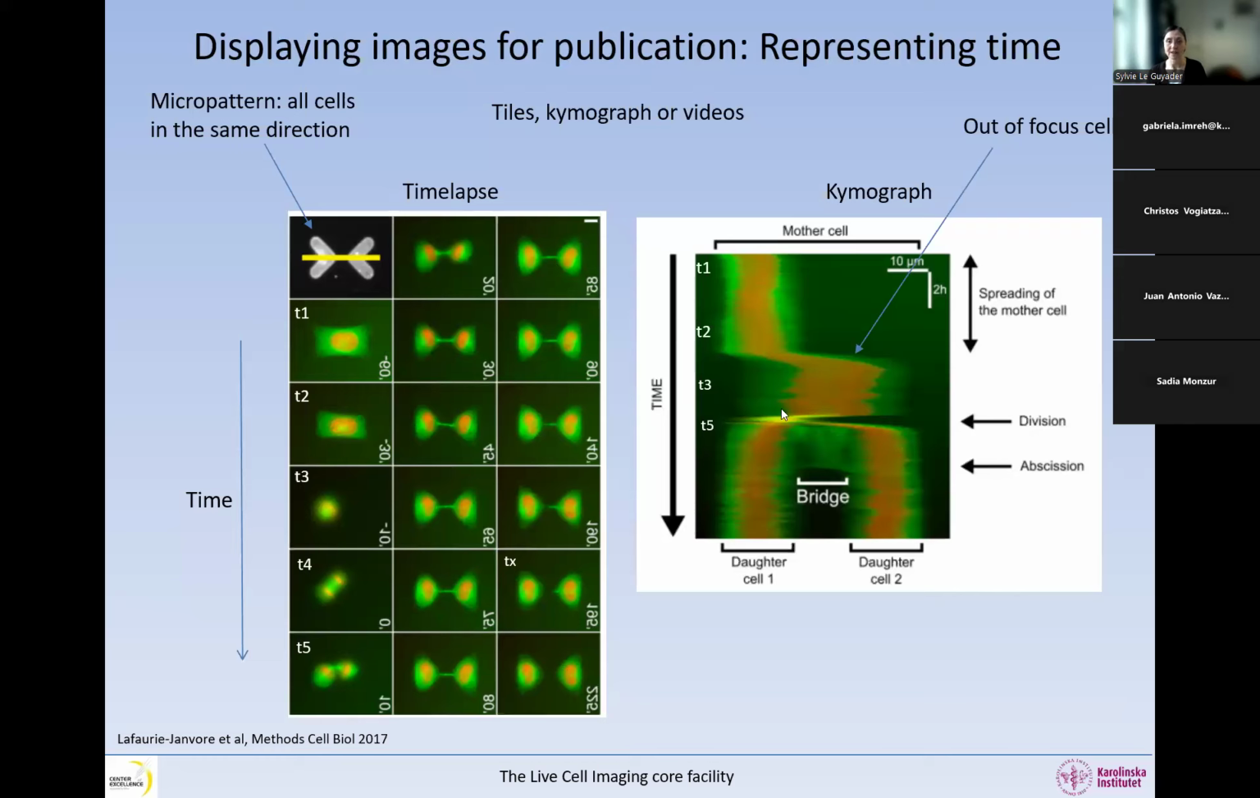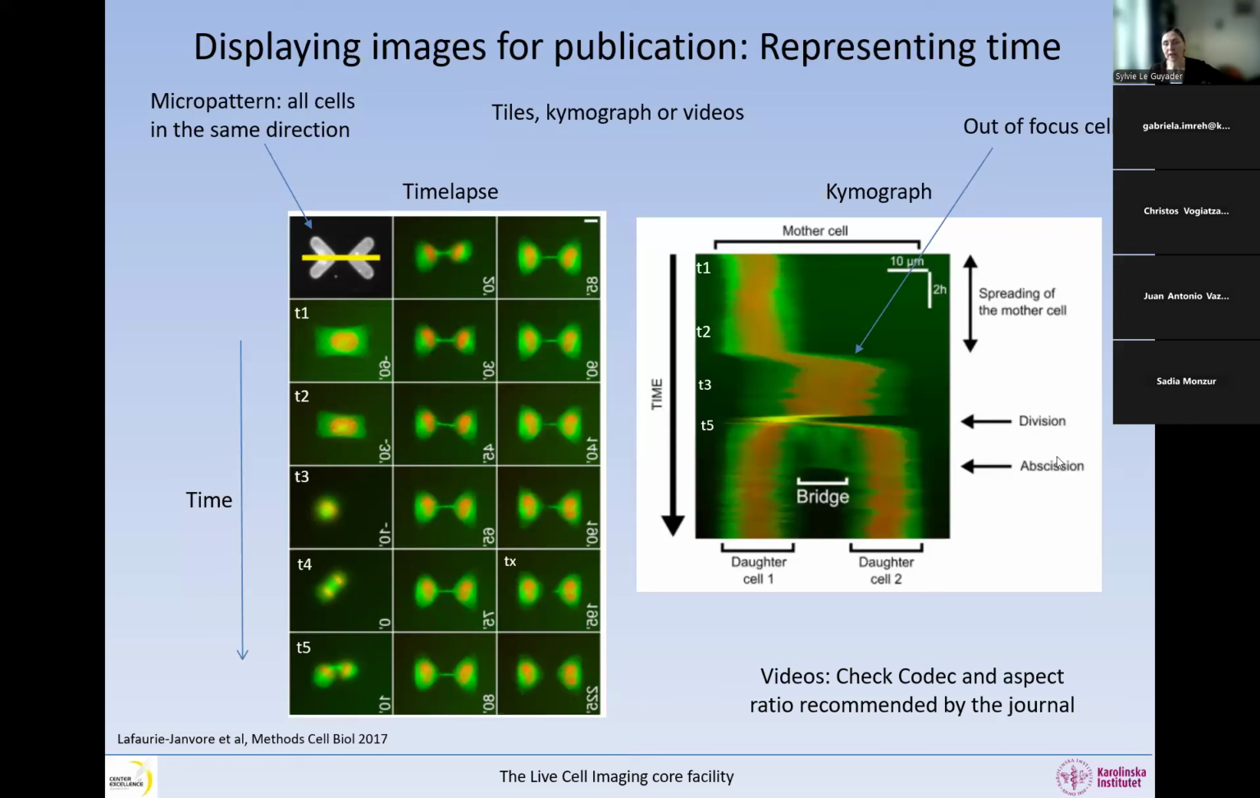So this is exactly in here. This is where we have the bridge. And then it happens very quickly, and then we end up with two nuclei. Then we have two cells at the end, so they are completely separated. So that's a kymograph. This is called a kymograph, and if that works with your data, it's a very nice way to represent time.